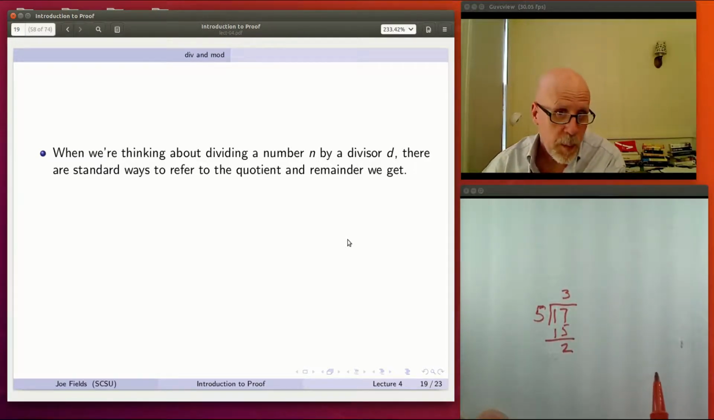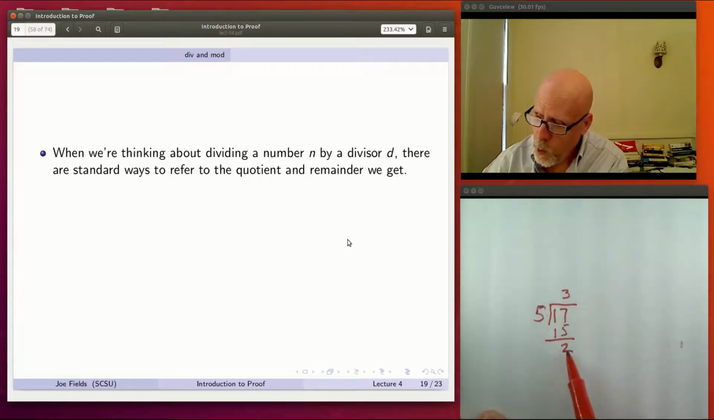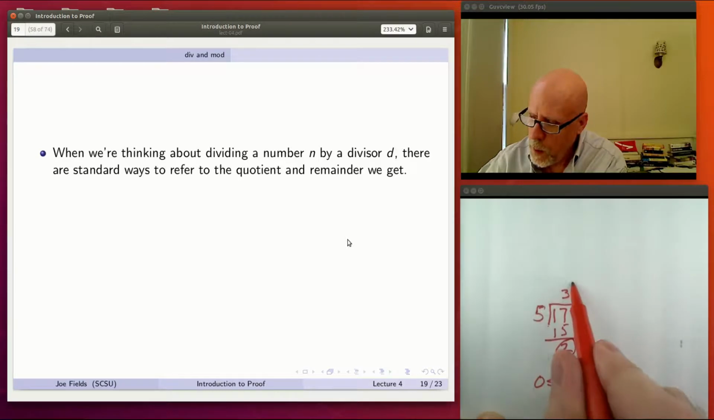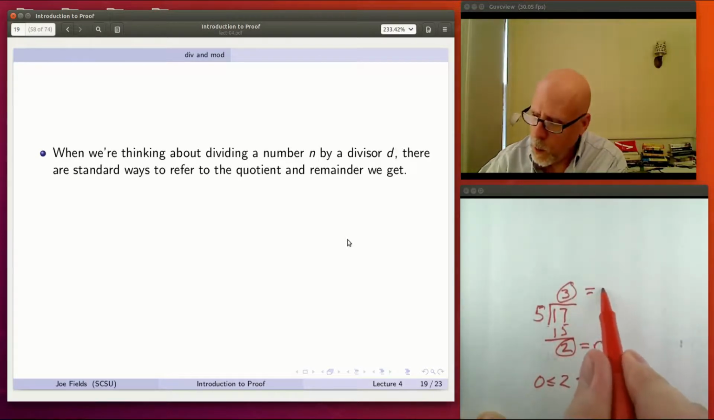And we stop when we're at this point because why? 2 is smaller than 5. If I had a bigger example, we might have to keep going until we got to something that was smaller than the divisor. But we're done here because 2 is in the range between 5 and 0. So that number is called the remainder, and this number is called the quotient.